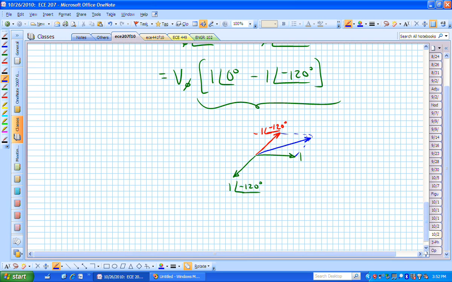But then shouldn't it be at 120 degrees? Well, minus 1 at minus 120 is equal to 1 at the 180 degrees from that. So if you add 180 to minus 120, what are you going to get? 60. So this should be 1 at 60 degrees. This guy right here. This should be 1 at 60 degrees. Is that making any sense? The sum now of 1 at 60 and 1 at 0 is my resultant.